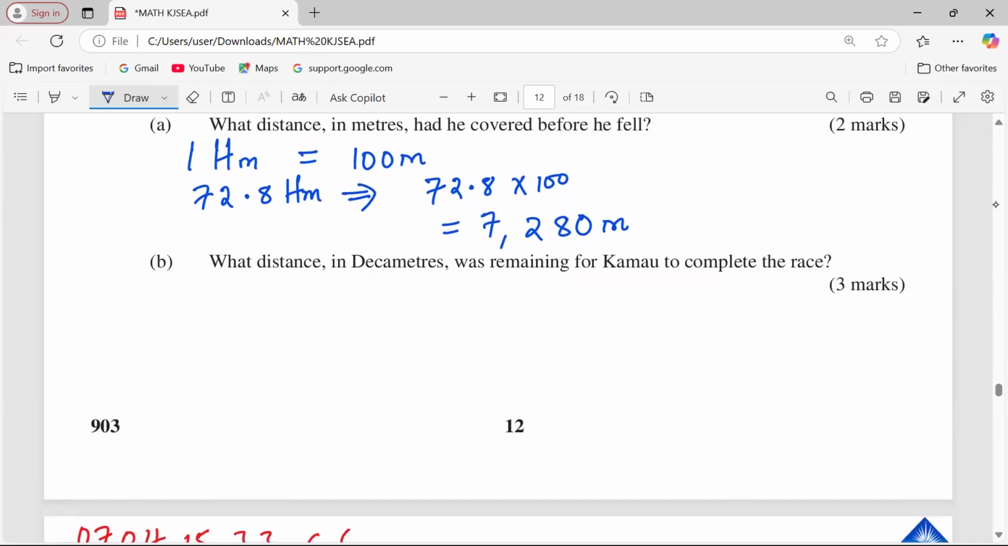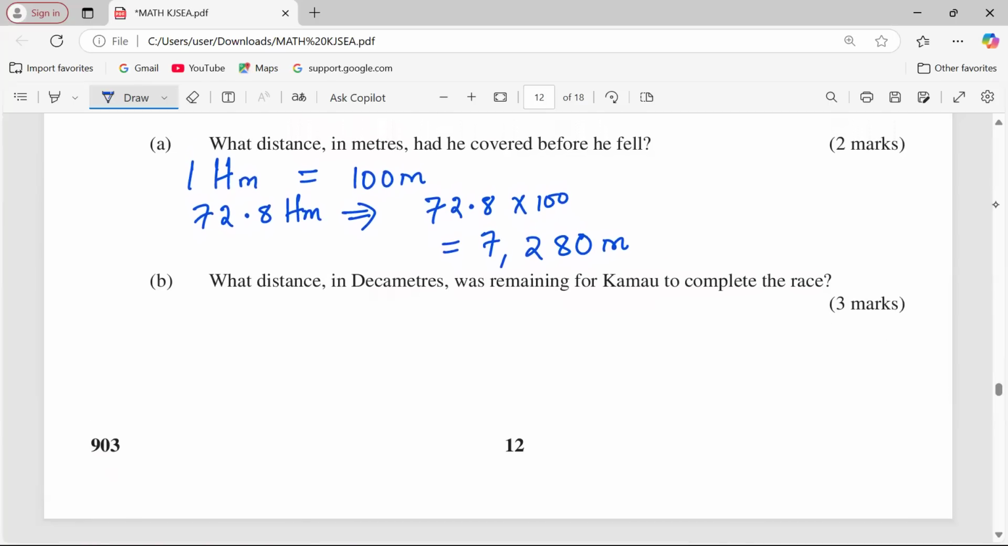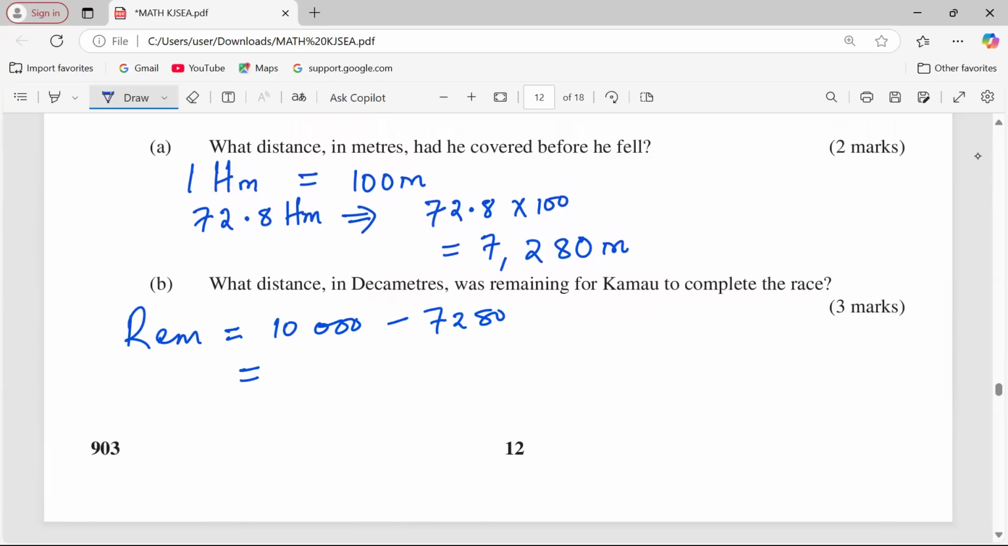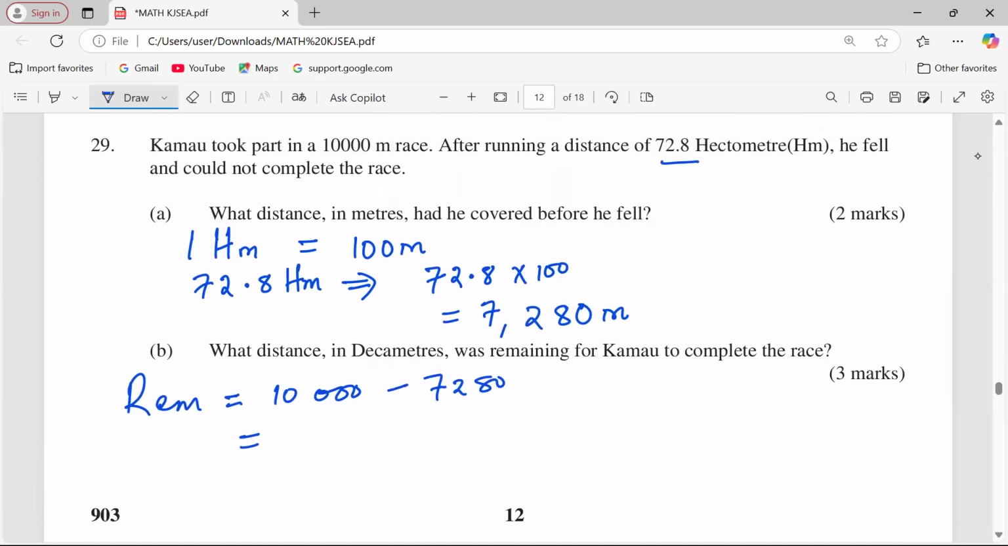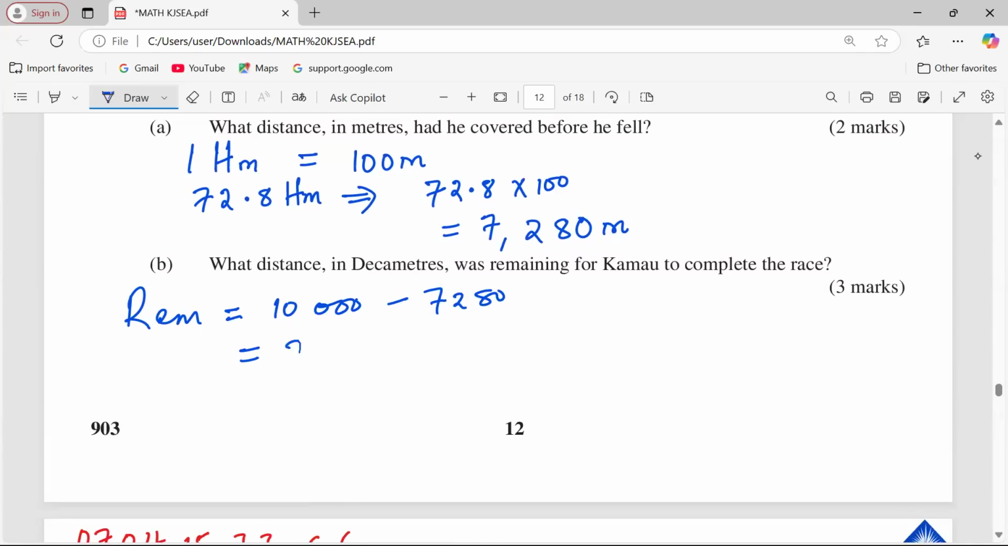What distance in decameters was remaining for Kamau to complete the race? So remaining distance, we have to calculate remaining first. From 10,000 meters, we subtract 7280. So the remaining distance first in meters: 10,000 minus 7280, and we are getting 2720 meters. Then now we are supposed to convert from meters to what we are calling decameters.